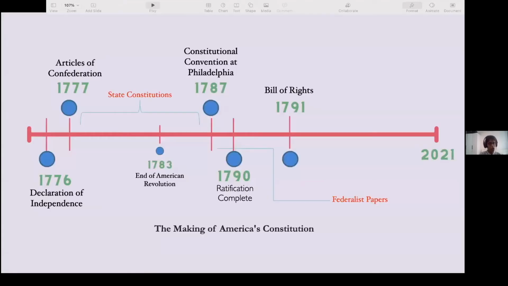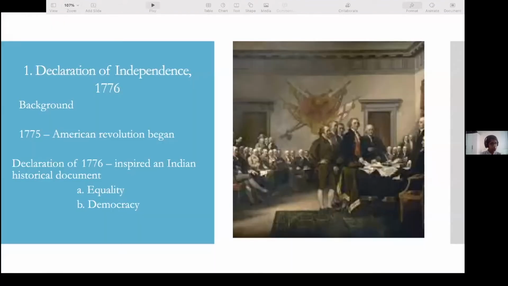The American Constitution was drafted in the Constitutional Convention at Philadelphia in 1787. However, there were a series of events and documents which preceded this. For example, the Declaration of Independence, the Articles of Confederation, the state constitutions, and events even after that. For example, the ratification process, the Bill of Rights, all of which form a substantial part of the way we look at constitutional history and practice in the US. So I will take you through each and every one of these events. And we will start with the Declaration of Independence.